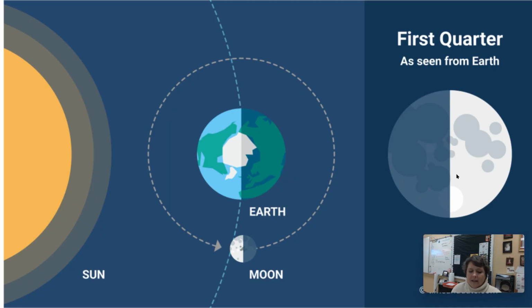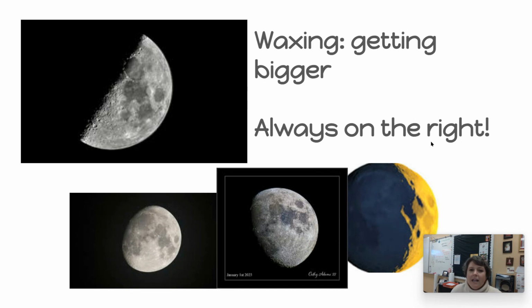Okay, I thought that I had made those slides a little different, but I didn't. It's getting bigger. It's always on the right. Okay, here is what looks like a first quarter moon. This is a waxing gibbous moon. This is also a waxing gibbous moon. So if this was just flipped around, it would be a waning gibbous moon. Okay, just depends on what side of the moon is illuminated. That's how you can tell if you're waxing or waning. And that's going to be important when we have a test and I ask you to identify what phase the moon is in.